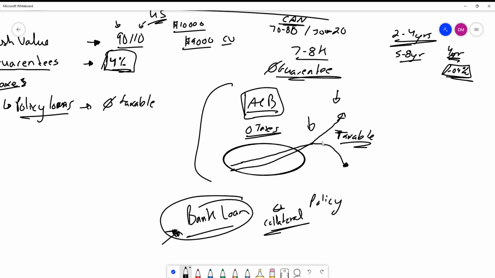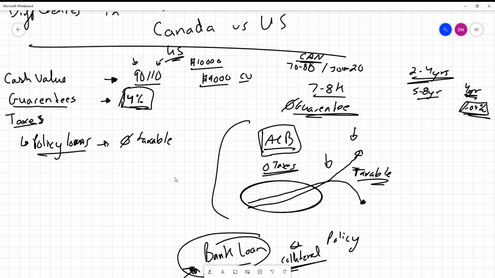Now, as I understand it, as you pay back policy loans, you regain the taxes, and thus I believe it would become a deduction off of future years' taxes. But it is something to note. So those are the three main differences.